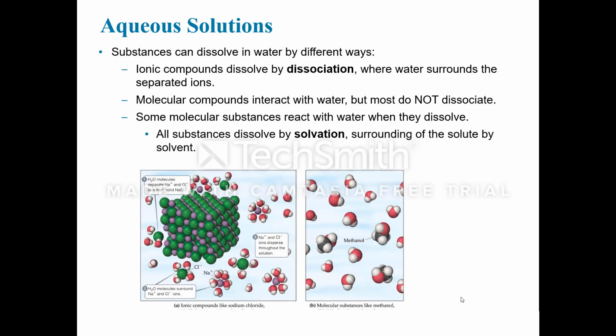Ionic compounds dissolve in water by dissociation, where water molecules surround the separated cations and anions. Molecular compounds, on the other hand, do not dissociate in water. They're dissolved by what we call solvation. So the water molecule surrounds the molecular compound. No bonds break apart unless there's a chemical reaction. Some molecular substances will react with water, but we're not going to focus on those just yet.